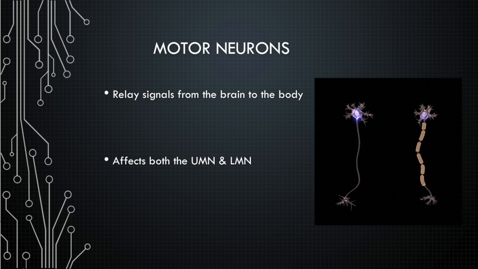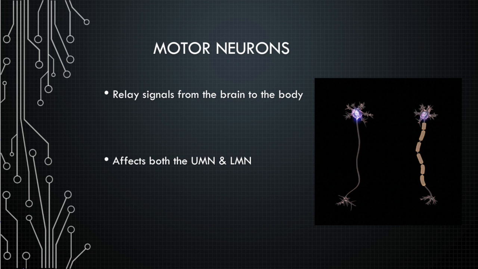The upper motor neurons include the cerebral cortex and brainstem. These upper motor neurons carry information down to the lower motor neurons, which are efferent neurons of the peripheral nervous system and connect the central nervous system with the muscle being innervated.